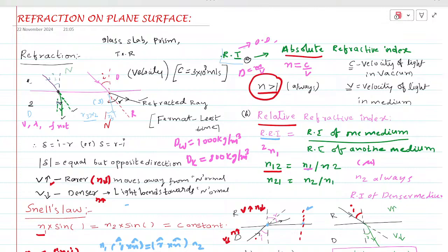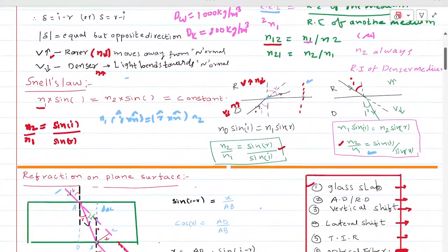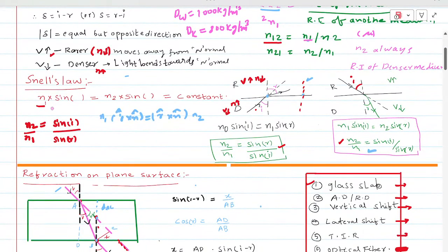So coming to the laws of refraction, Snell's law. In some books they will write Snell's law as n equal to sin i by sin r. This is valid only for a light ray traveling from rarer to denser medium.